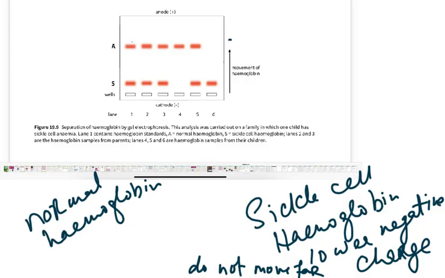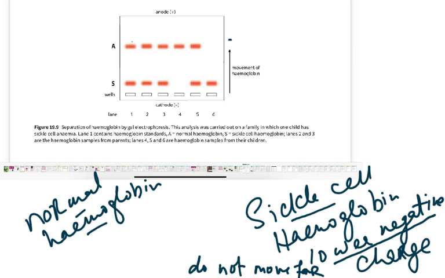Now here is an example of doing gel electrophoresis on proteins. We've got a normal hemoglobin and a sickle cell hemoglobin. There's only one amino acid difference, but that difference results in a lower negative charge, so they do not move far.